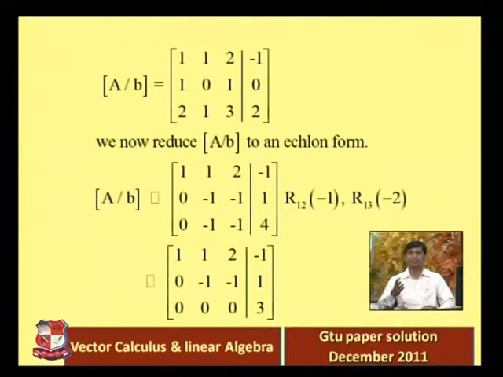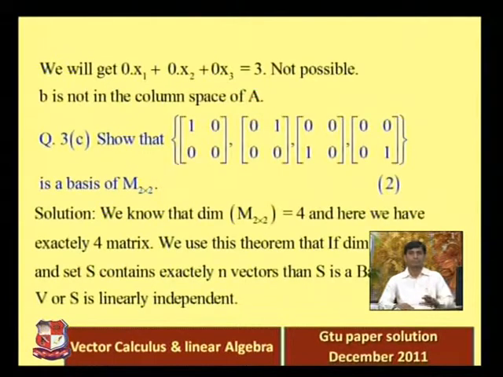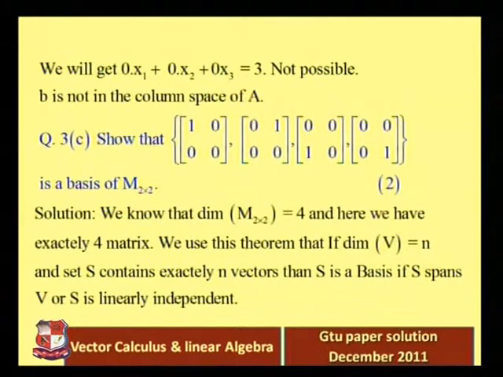That is not possible: 0 times x plus 0 times y plus 0 times z equal to 3 is not possible for any real numbers. Instead of x, y, z, we use x1, x2, x3. We get 0 times x1 plus 0 times x2 plus 0 times x3 is equal to 3. That is not possible. So B is not in the column space of A, because Ax equals B is not consistent.